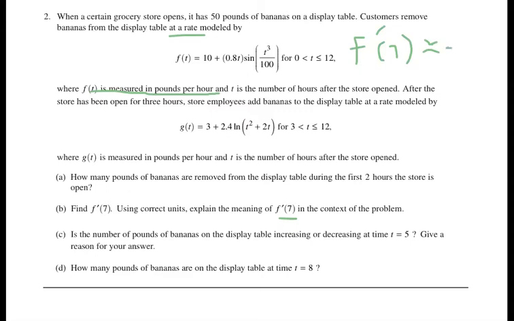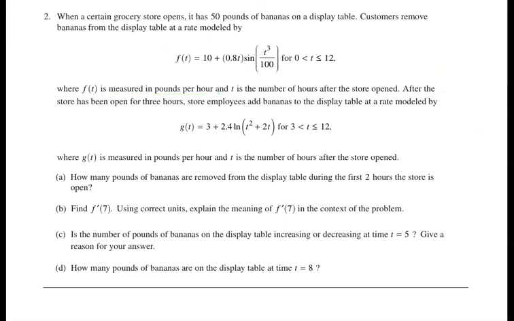negative 8.120. And then you have to do bananas per hour, and remember f of t is per hour. And when you do a derivative, you're putting the units per hour again. So after the store has been open 7 hours, or when t equals 7, the rate at which the bananas are being removed is decreasing by 8.120 pounds of bananas per hour per hour, or put being removed at negative 8.120 pounds per hour per hour. Now, if you put negative decreasing, that's a double negative. So don't do a double negative.